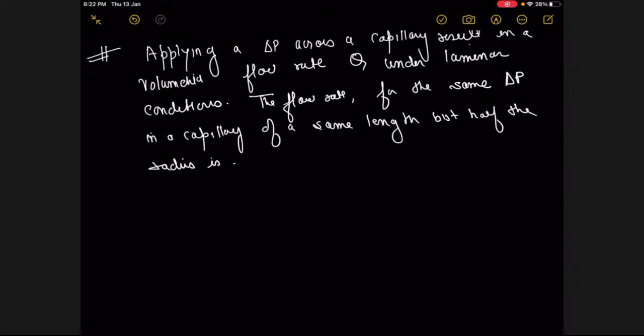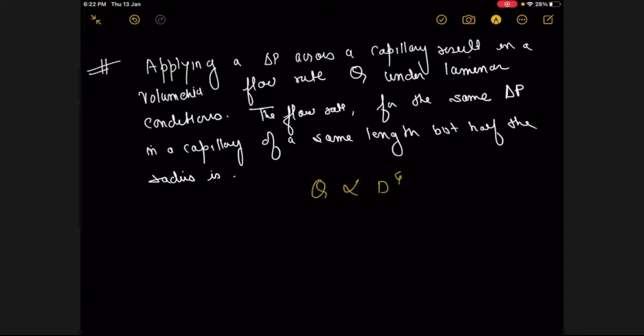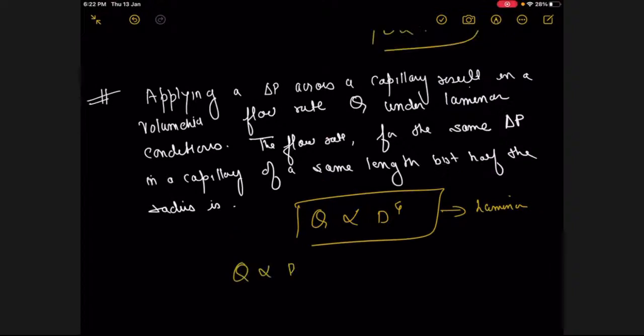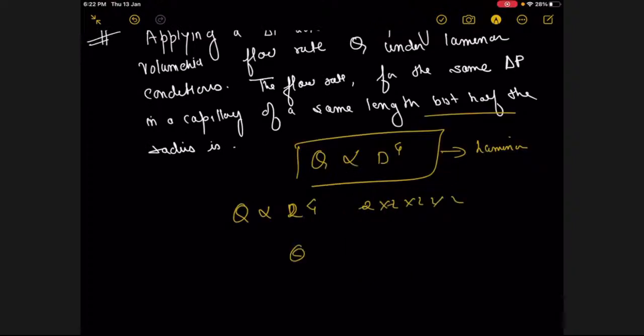So here we know that Q is directly proportional to D to the power 4 for laminar flow. Again, this question is asked so many times in the GATE examination. So Q is directly proportional to D to the power 4, and here they are saying that it is half. So 2 to the power 4 is 2 into 2 into 2 into 2, okay? 4, 4, 16. So it will be Q by 16. So this question also GATE has asked so many times.